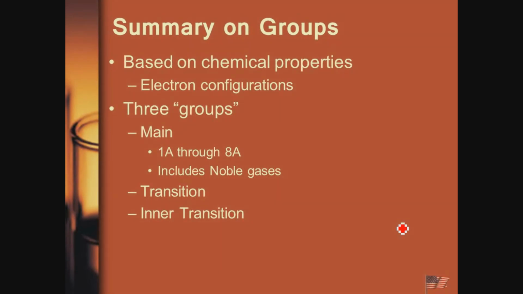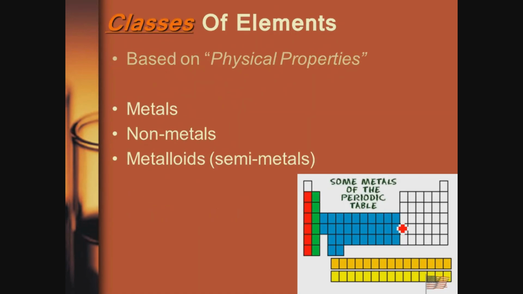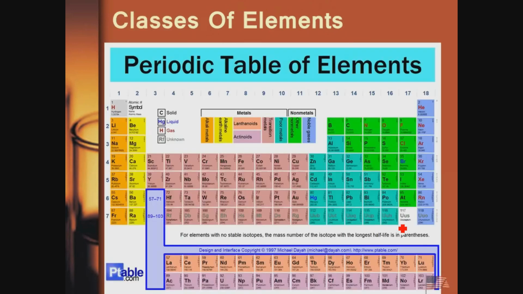So we can group them by the number of electrons, and that's the groups, the main transition and intertransition, and we can group them by classes, basically how they interact with each other: metals, nonmetals, and something called semi-metals.